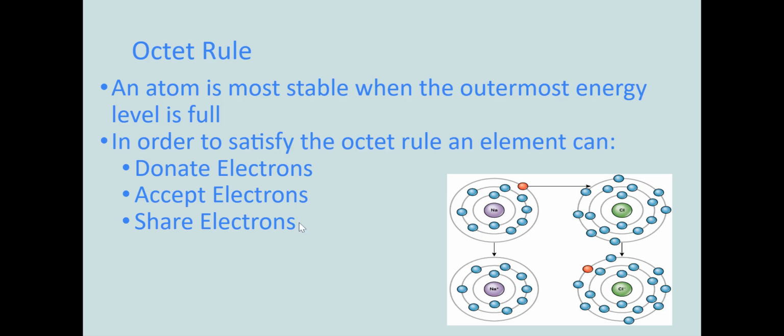And the other option is they can share the electrons. Like, hey, I need this one, but I see you have a blank space. Let's go ahead and share it with each other. So that, right here, the satisfying of the octet rule, this is what creates atomic bonding.